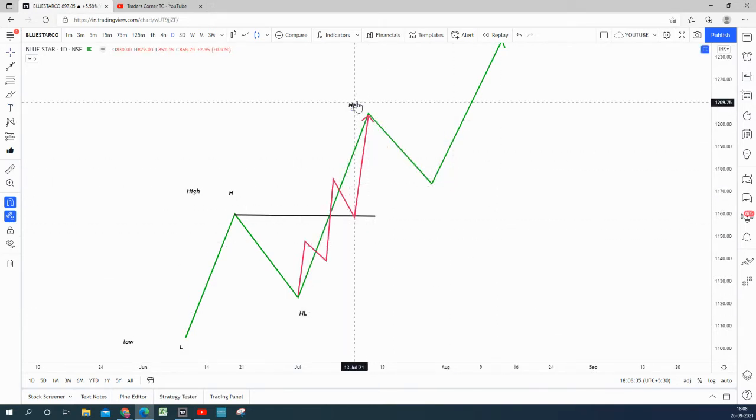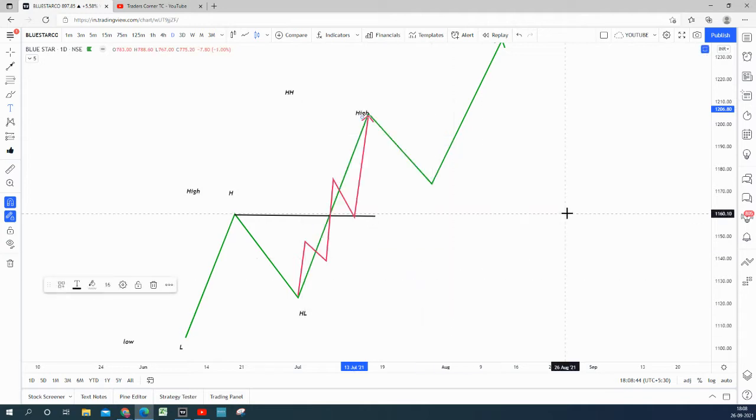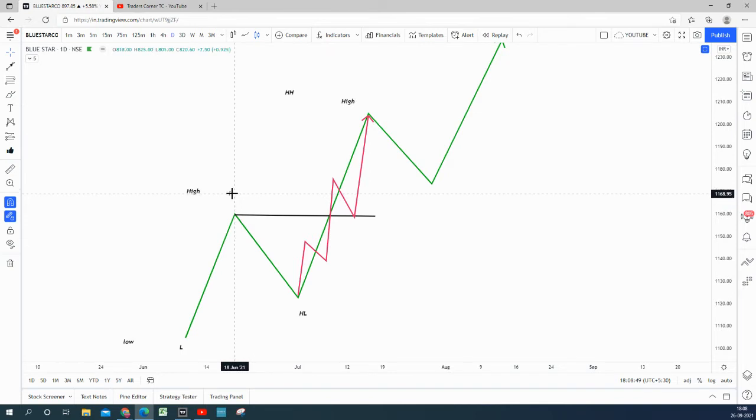Why we call it higher high is, when price reaches this point, this is a high. This is a high, but this high is higher than this previous high. So this becomes higher high.